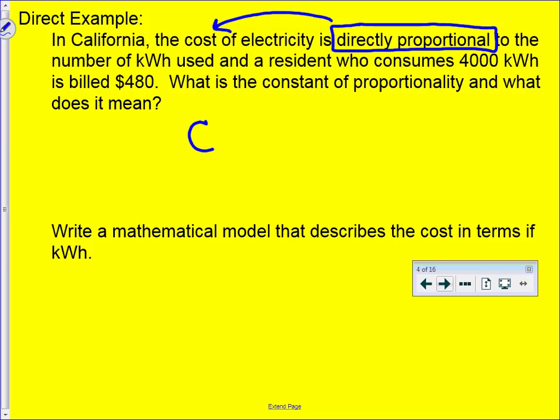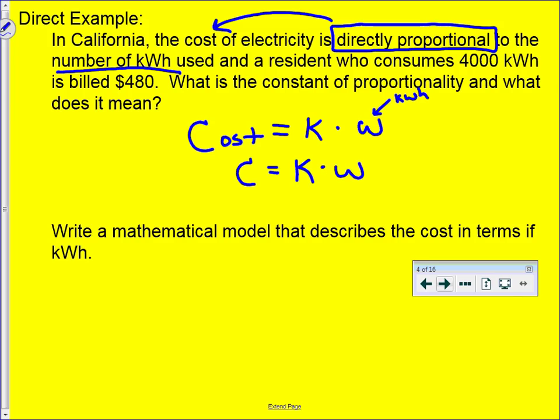So we have our C, or our cost in this case, that is going to be equal to, well, what is it directly proportional to? It's the number of kilowatts per hour that are used. So we have our K times, and well, to say kilowatts per hour, we can't actually use a K because that's what we have for our constant. So I'm just going to say our W, which again, in this case, is our kilowatts per hour. So if we make this equation, it's actually C equal to our K times W.